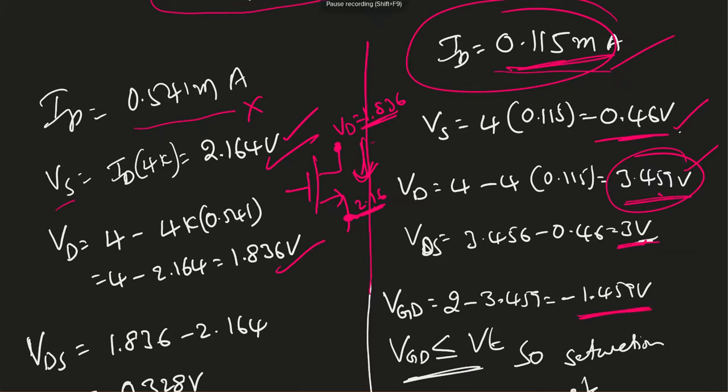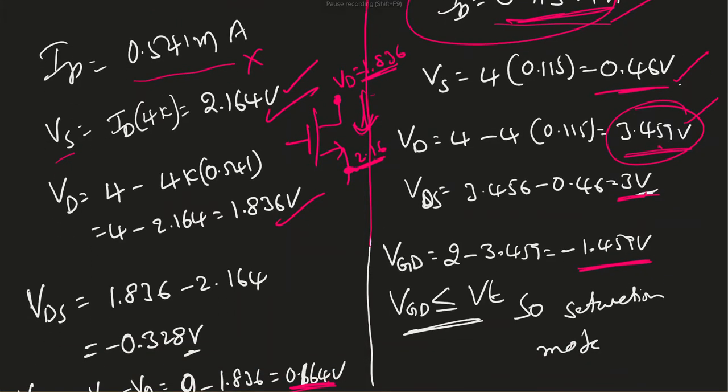minus 1.459 volt. So VGD is less than VT, so it is in saturation mode. This is a complete DC analysis.